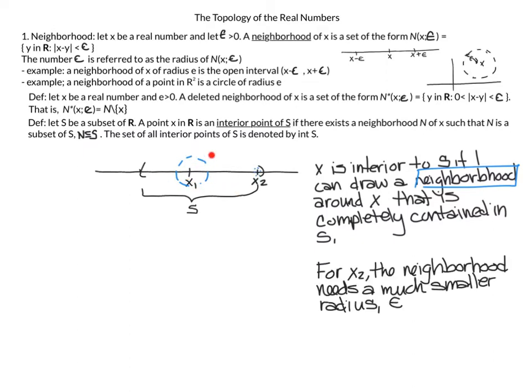So I can see that x1 is an interior point of S. Now I have another point, x2, very close to this end of the interval, but not quite. It's not at the end, but it's close. So I can still draw a very tiny neighborhood, with a small epsilon, a small radius, that is completely inside S. So x1 and x2 are both interior points. For x2, I had to choose a much smaller epsilon in order to get the neighborhood completely contained in S. But that's okay. It is still an interior point.